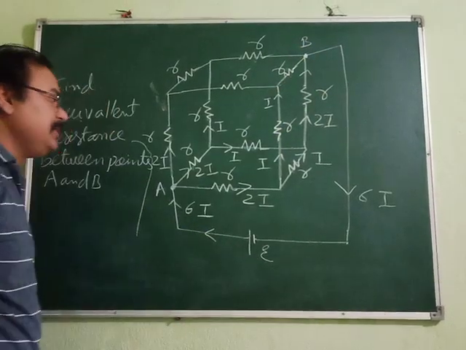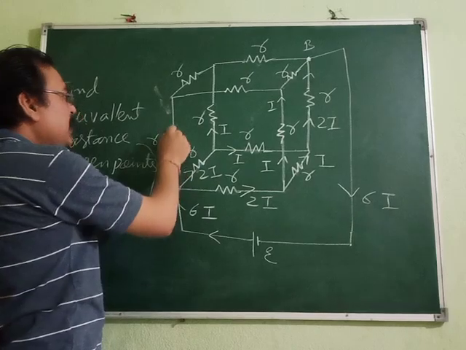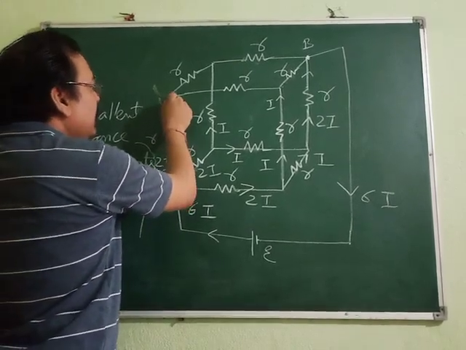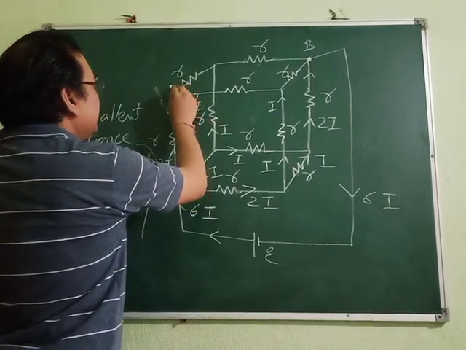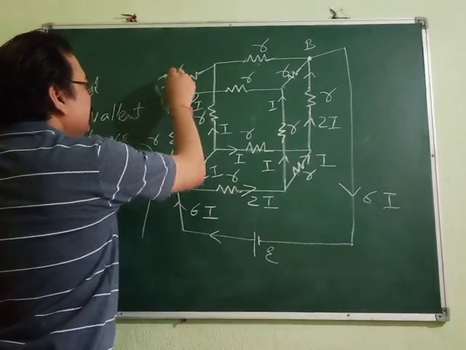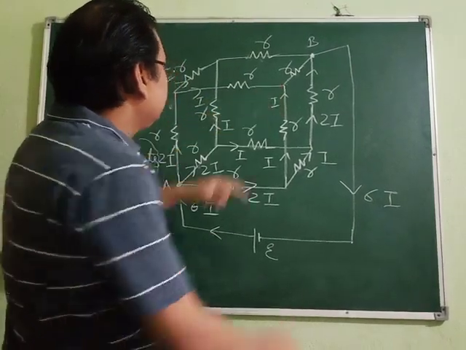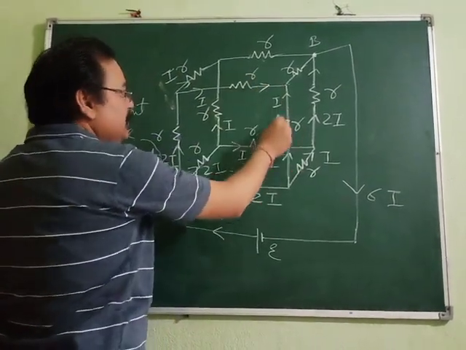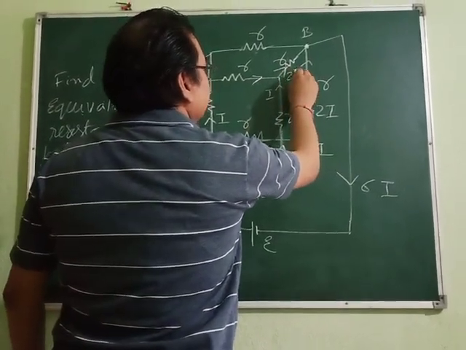That means this junction B. Now, what about this? This is also carrying 2I. This 2I will reach till here, and when it reaches here, it gets divided into I and I. Now, this I is reaching here and this I you can see reaching here. These two combine together to form 2I.